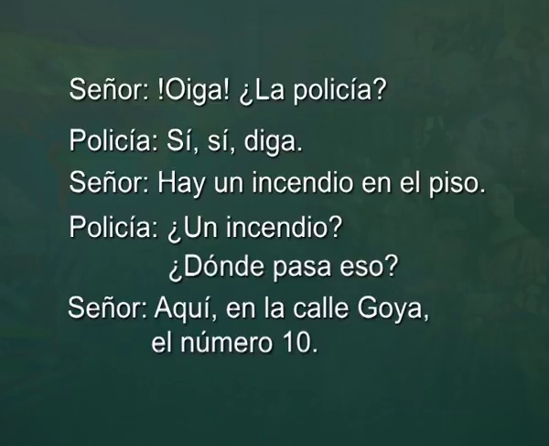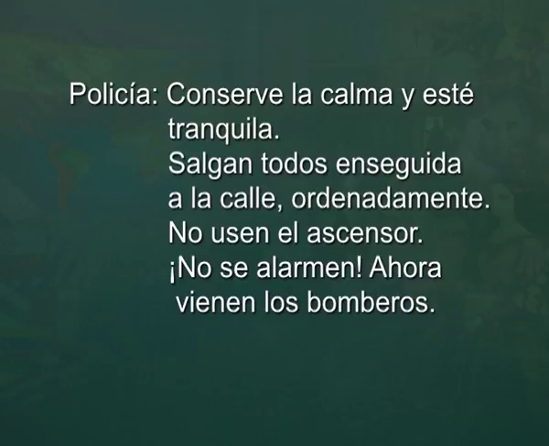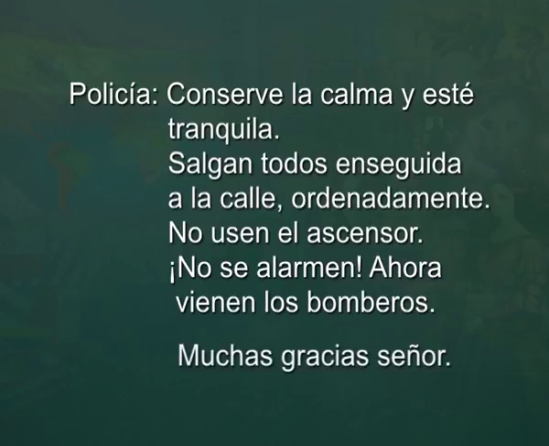And the police says, conserve la calma y esté tranquila. Salgan todos enseguida a la calle, ordenadamente. No usen el ascensor. No se alarmen. Ahora vienen los bomberos. And the gentleman says, muchas gracias, señor.